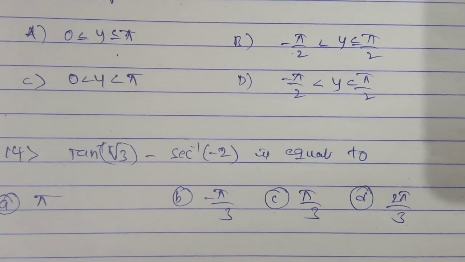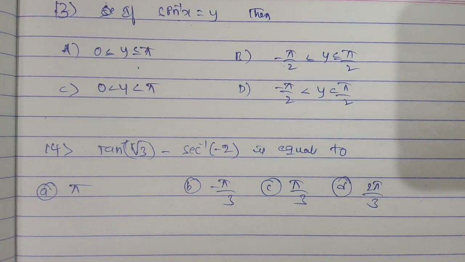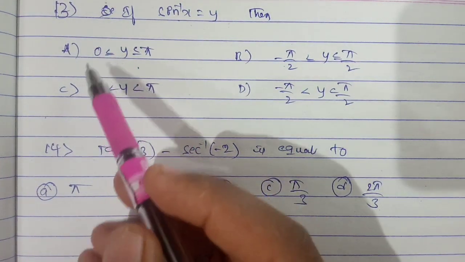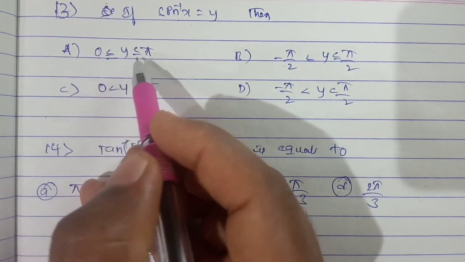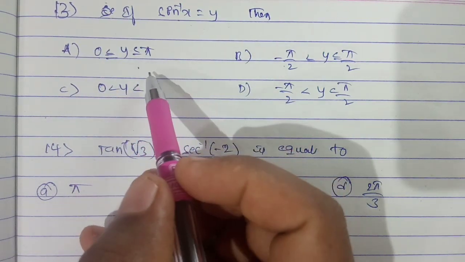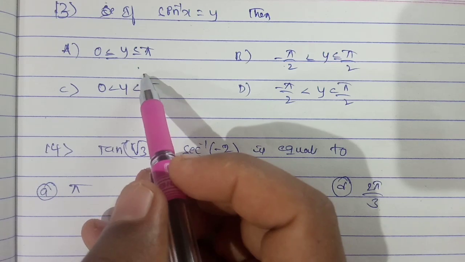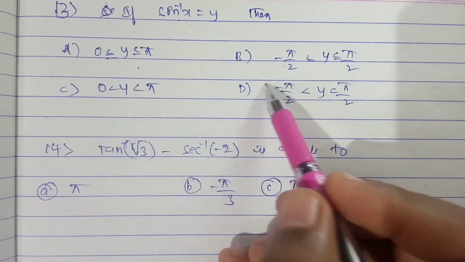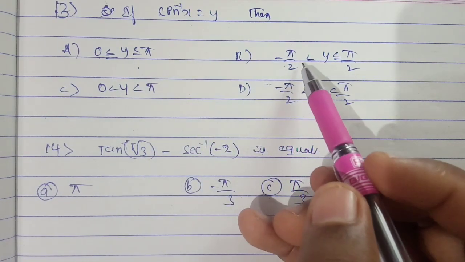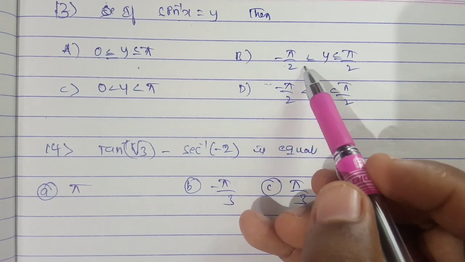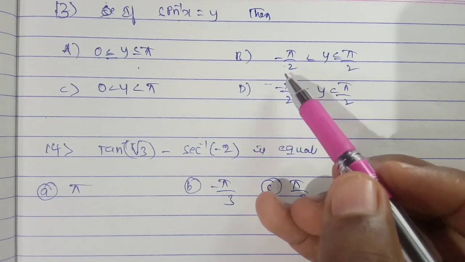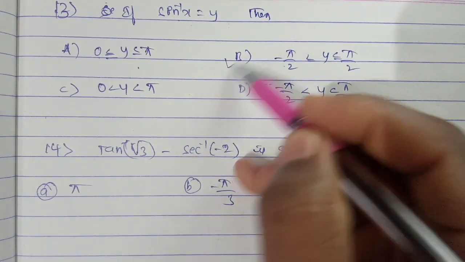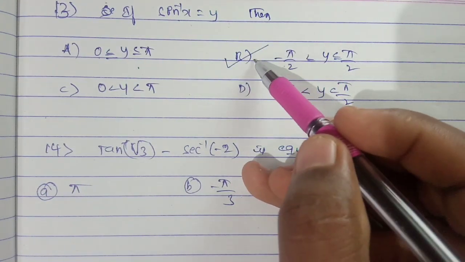Sin inverse of x is equal to y. Then here if we consider the first option, 0 less than or equal to y less than or equal to pi, it is the range of the cos inverse function. If we come to the second option, minus pi by 2 less than or equal to y less than or equal to pi by 2, which is the range of the sin inverse x, then this is the correct answer.